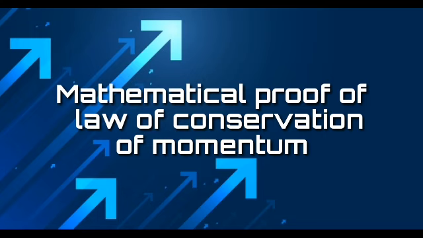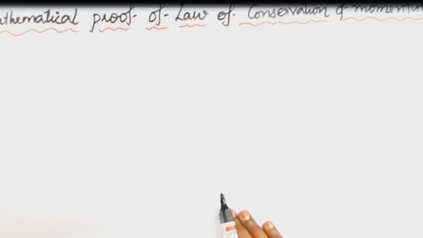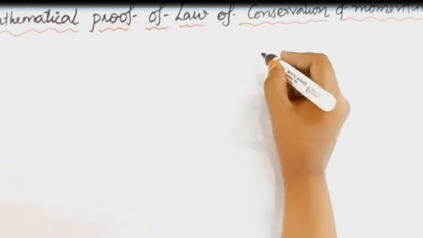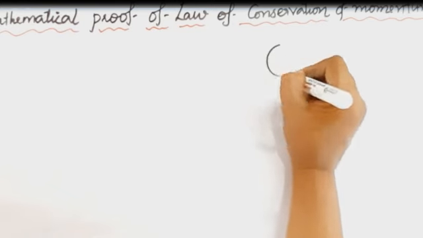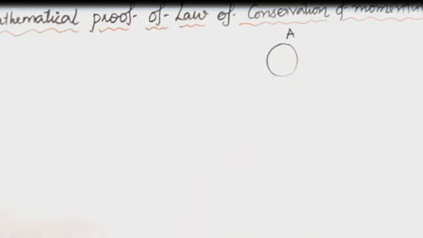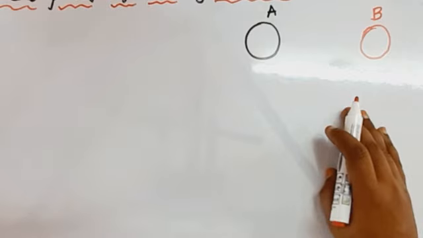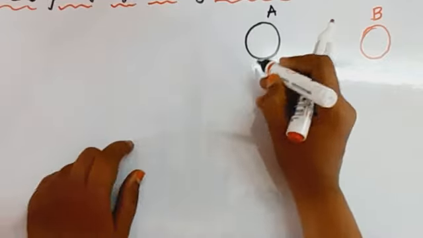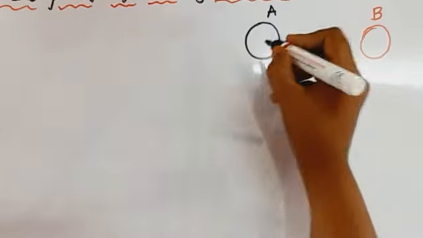Mathematical proof of the law of conservation of momentum. Consider two marbles A and B. Here I am drawing the two marbles. Marble A has mass M1 and marble B has mass M2.